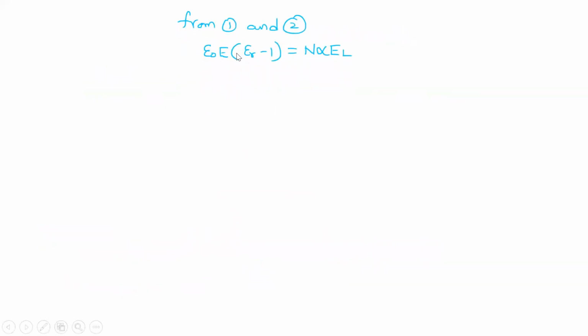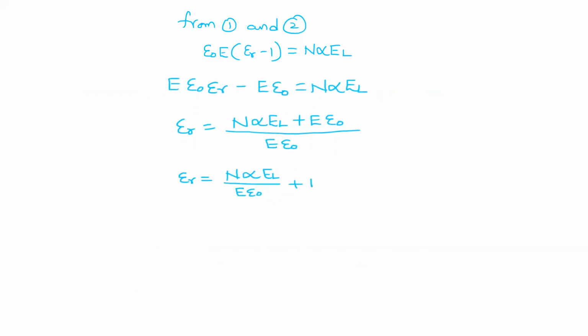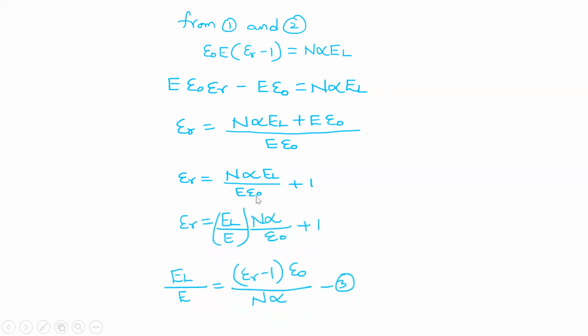Now from 1 and 2, when we equate both, and simplify the terms, we get the electric permittivity epsilon R in this equation. Here we want to separate El by E. El is the local field and E is the applied or external field. Now when we find El by E, by rearranging the terms, taking one to this side, multiplying with epsilon naught and then dividing by n alpha, we get the third equation.